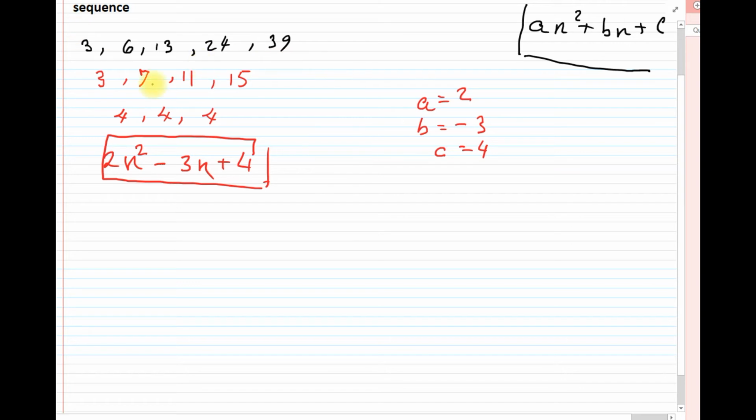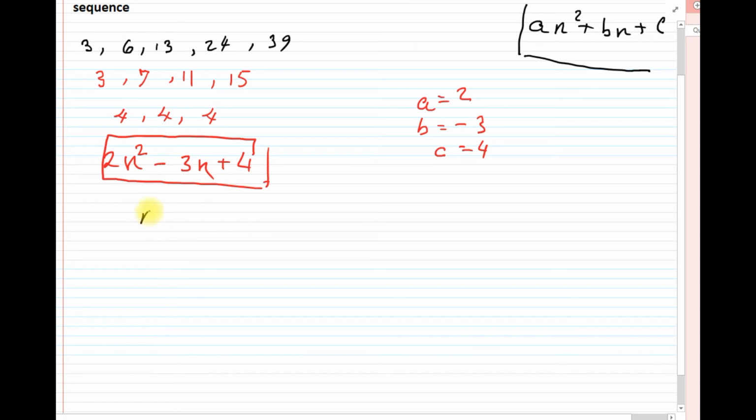So here I have written our sequence that we worked out, 2n squared minus 3n plus 4, because a is equal to 2 and b is equal to minus 3 and c is equal to 4. Now just to test that it works, it's always good in an exam situation to test to see whether the numbers fit the original sequence.